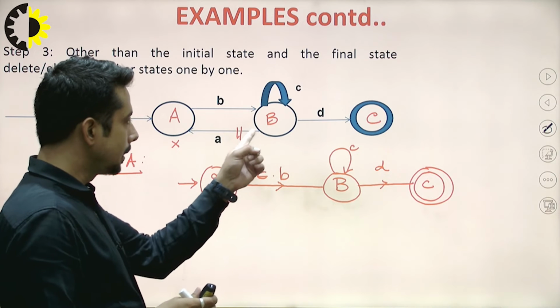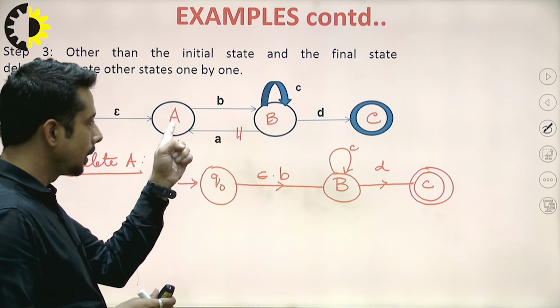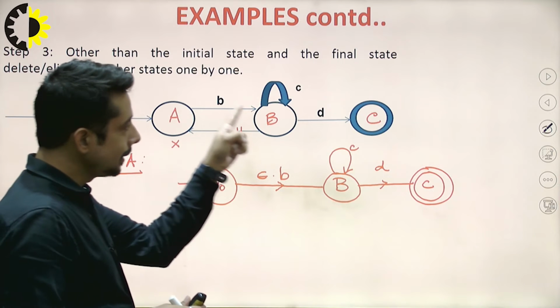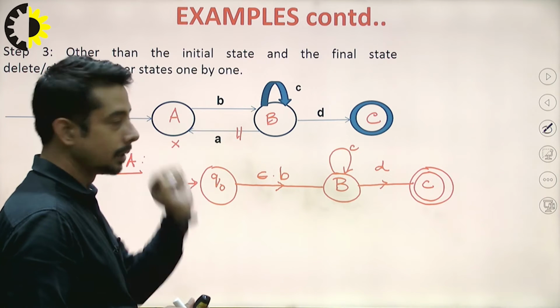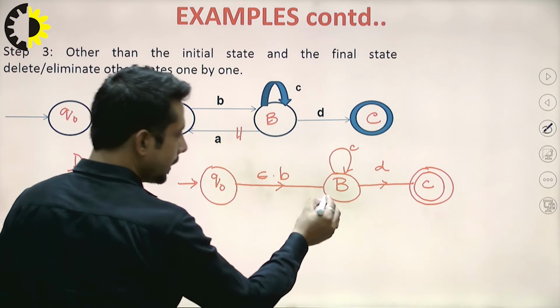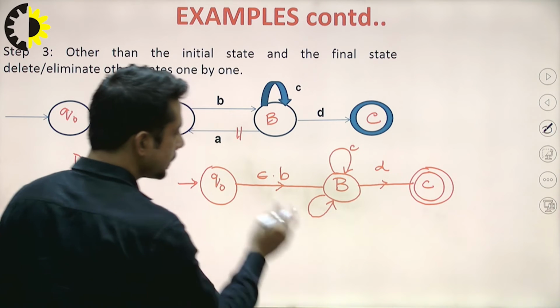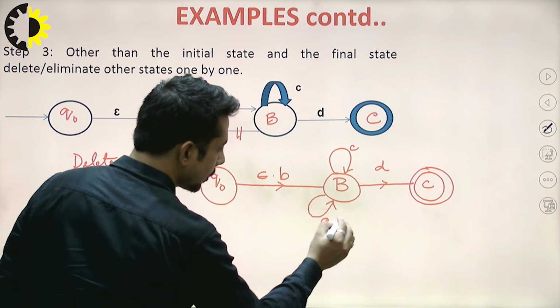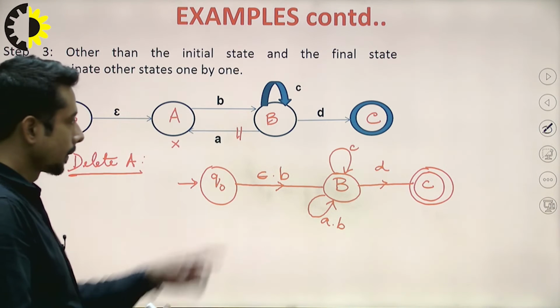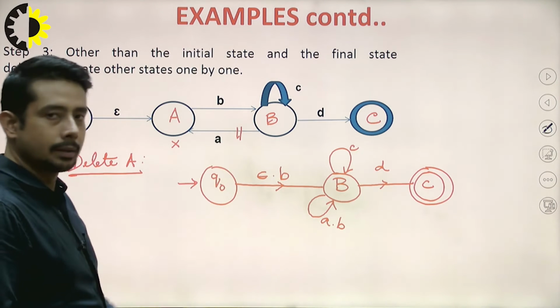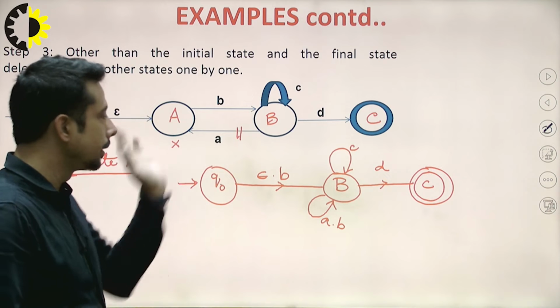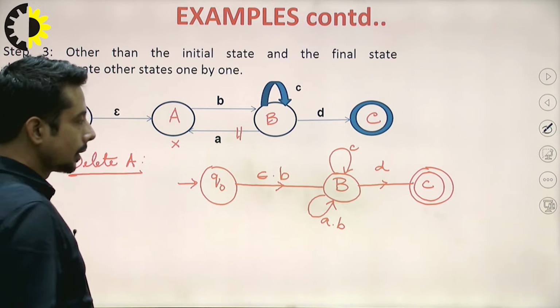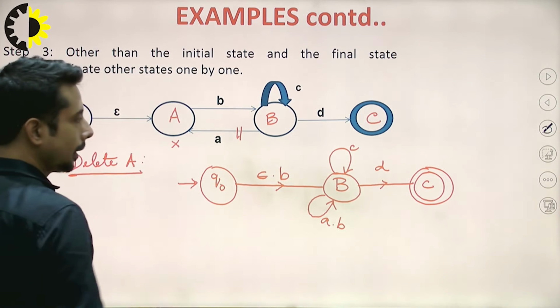From B state, there is a transition for A going to A, and again it is entering into B. Correct? So what I will do, I will take a self loop over B and then mention what? A dot B. See? A dot B. And it will act as a self loop if I delete A. Clear? Now this is the final diagram after deleting A, correct?